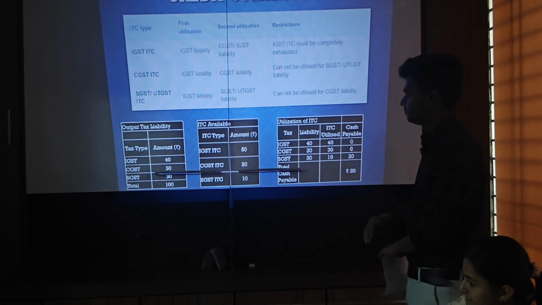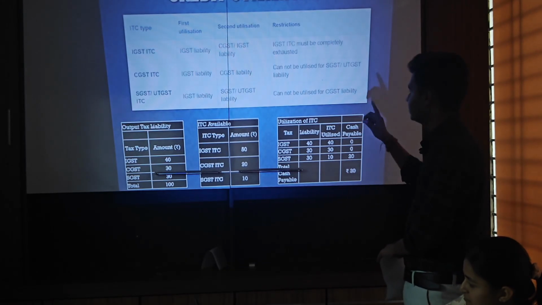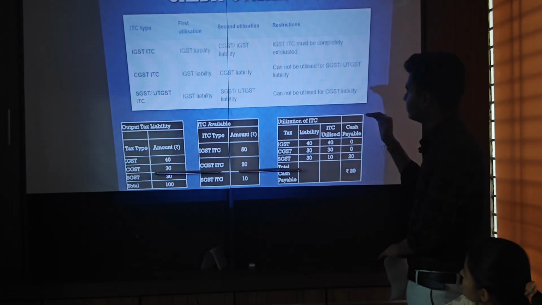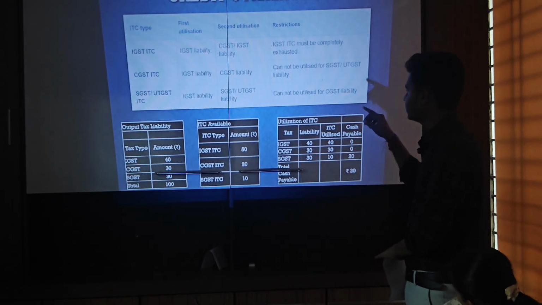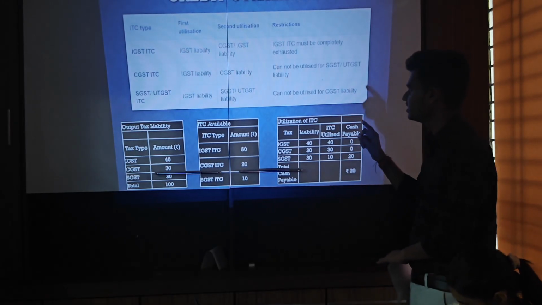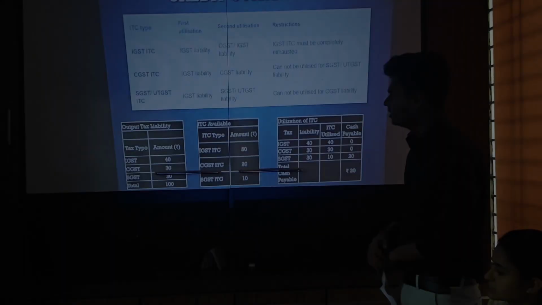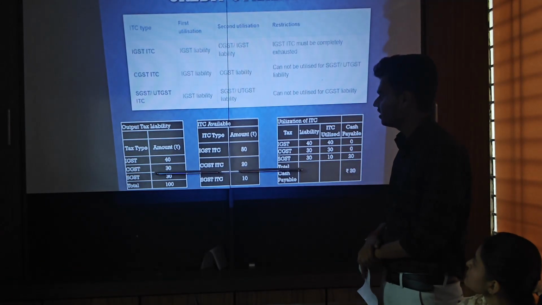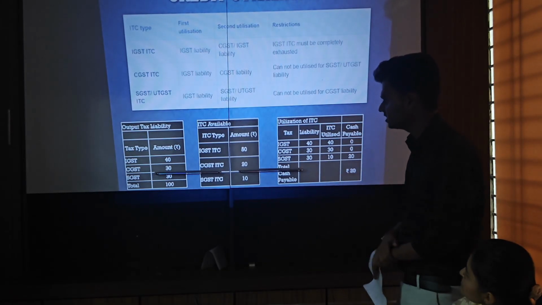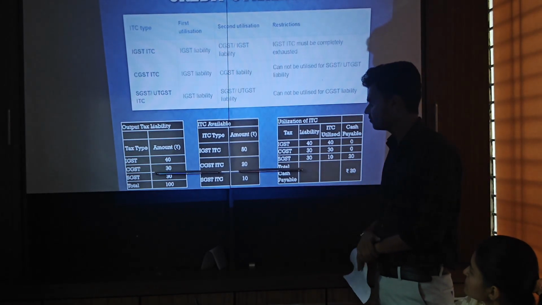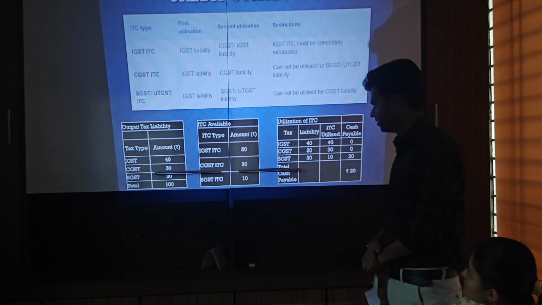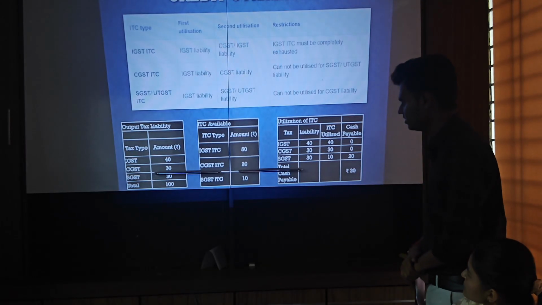And here are the restrictions: IGST ITC must be completely exhausted first. And the second one is CGST ITC cannot be utilized for SGST and UTGST, and SGST and UTGST ITC cannot be used for CGST. Here is an example for the same. Output tax liability of IGST is 40 rupees, CGST is 30, SGST is 30, total is 100 rupees. But the available ITC is IGST 50 rupees, CGST 20 rupees and SGST 10 rupees.